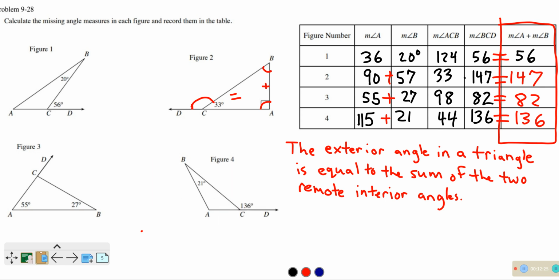What you could do instead is say, oh, I know that 136 take away 21 is 115. Done. Or if you had a different problem, if you knew the two remote interior angles, you could simply say 55 plus 27 equals, let's see, that's 82. Notice the shortcut. And that is the purpose of this, is to simply show you that there are faster ways to do things. You want to know why people get ahead? People get ahead because they figure out a system that is better than everyone else.